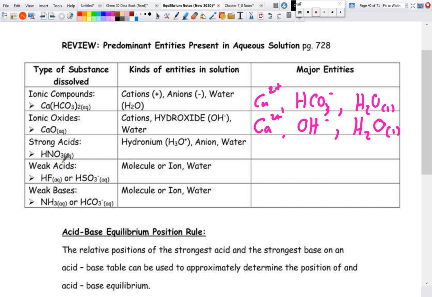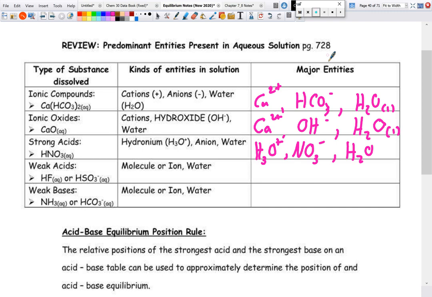Now for our strong acids, when we put these in water, remember there's only 6 of them, we get hydronium, the anion, and water. So that's where if we have something like nitric acid, HNO3, if we put that in water, the major entities we're going to get are H3O+, of course the anion NO3-, and of course water, H2O.